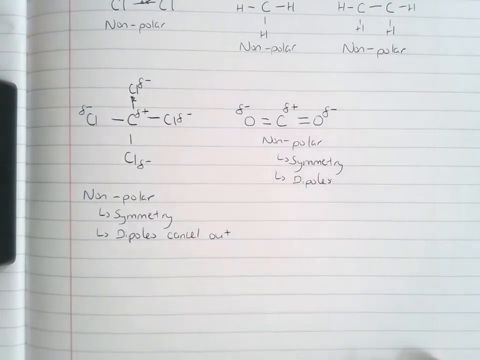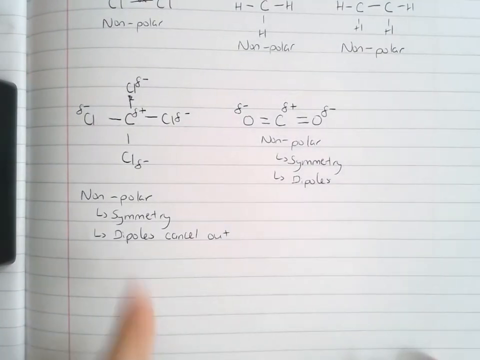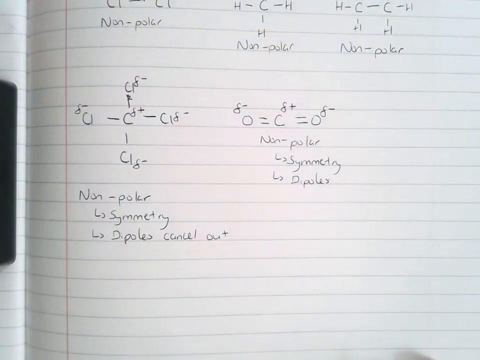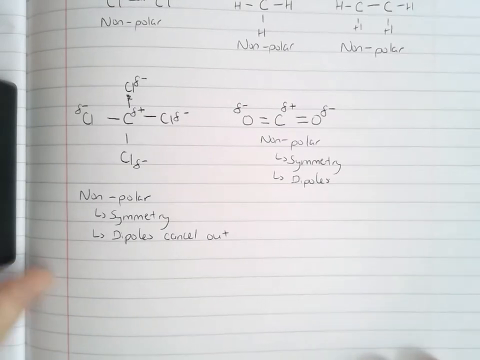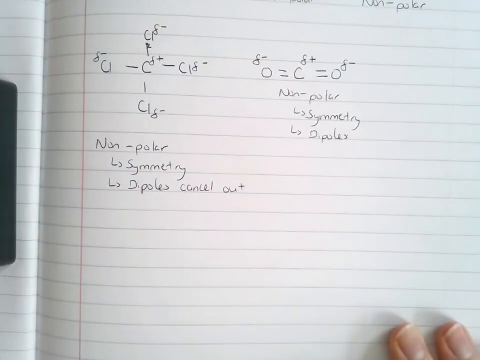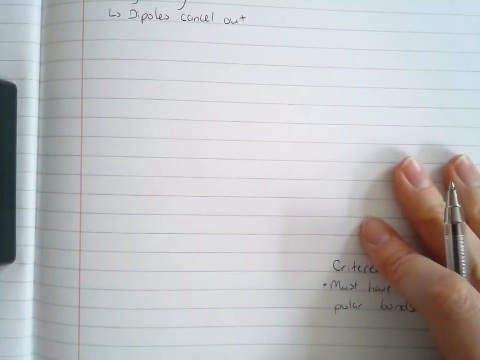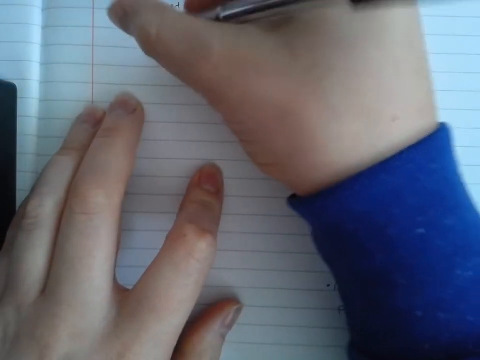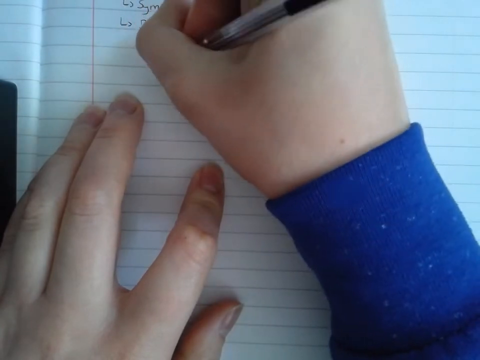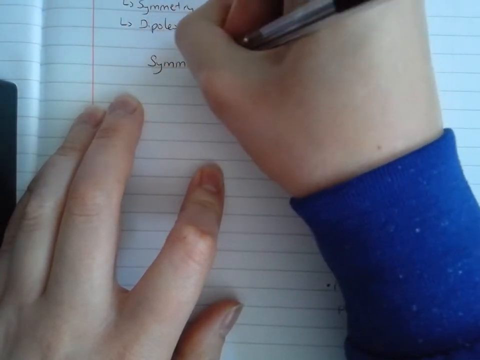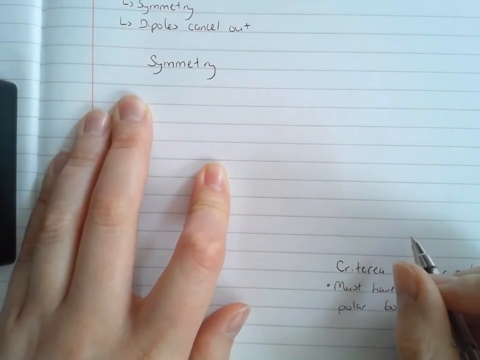Okay, now symmetry can sometimes be difficult to spot, especially when you have 3D molecules. It can be difficult to see if a molecule is symmetrical or not. If you have symmetry, the dipoles will always cancel out, but symmetry is not always easy to spot. So we're going to have a look at an easy way to spot if a molecule is symmetrical or not.